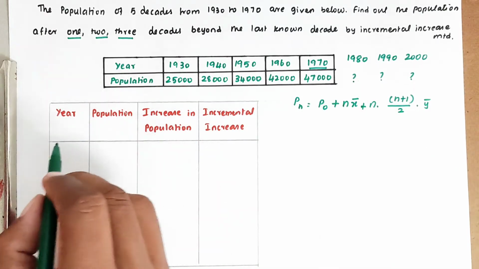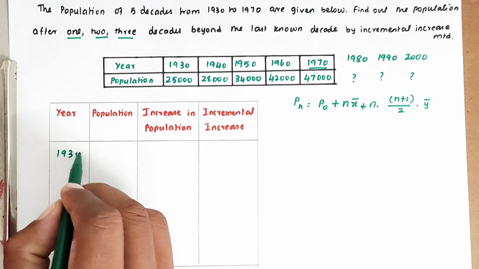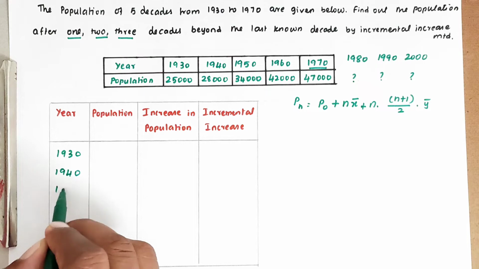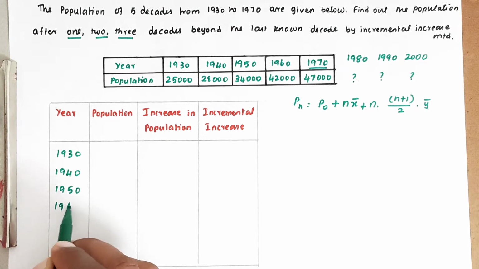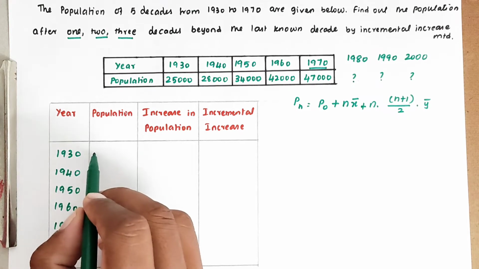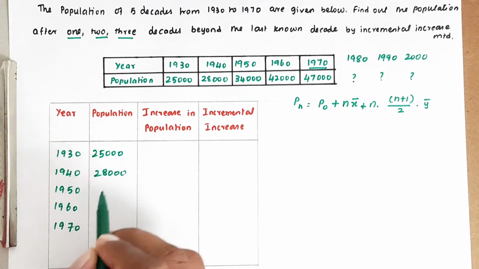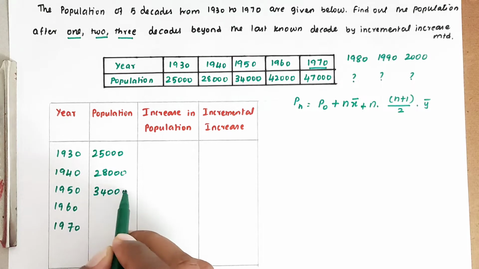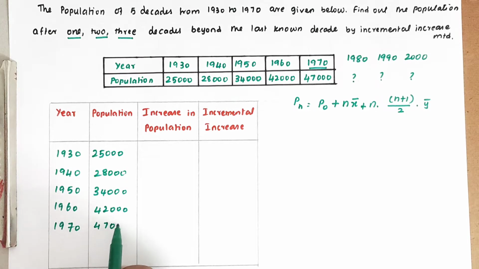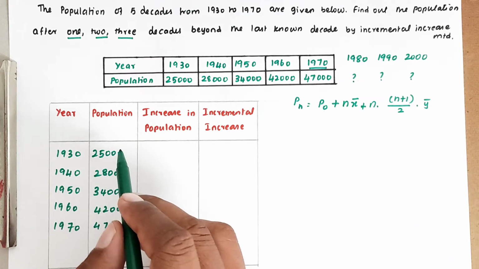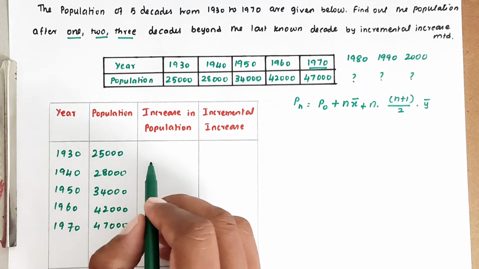Now we can write the years: 1930, 1940, 1950, 1960, 1970. There are 5 years, and the corresponding populations are 25,000, 28,000, 34,000, 42,000, and 47,000. Now we have to find the increase in population, whether the population increases or decreases.